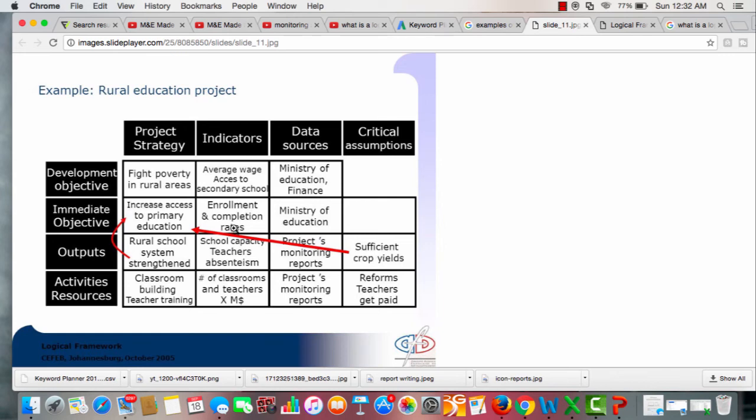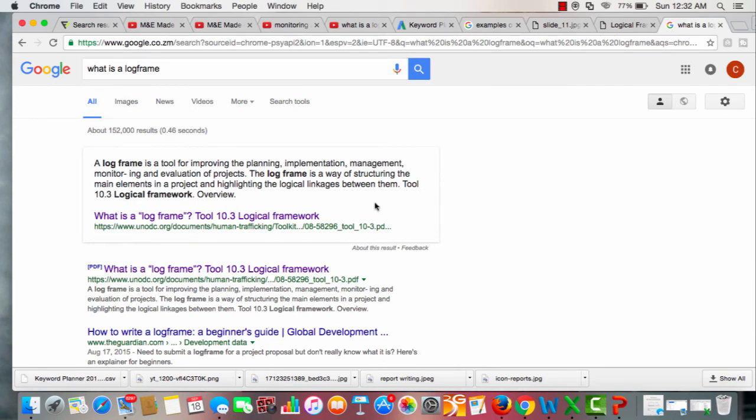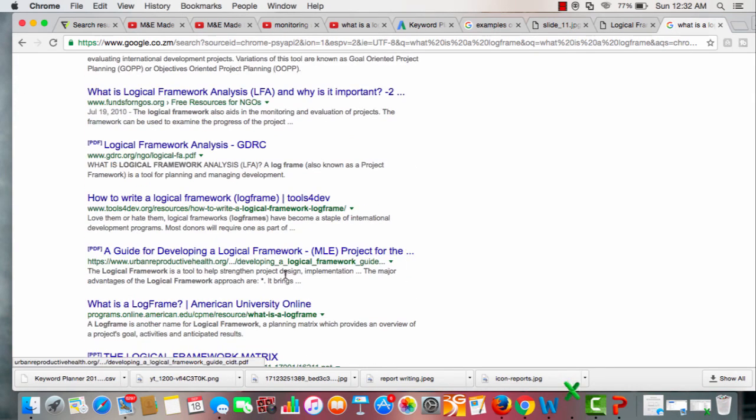So that's what a log frame is. But if you want to do some more research, please feel free to Google yourself. There's so much literature. Even USAID has something to say about logical frameworks. You can go to Google, there are a lot of PDF files out there. So make use of all this information and you're going to get a clear understanding of what a log frame is.